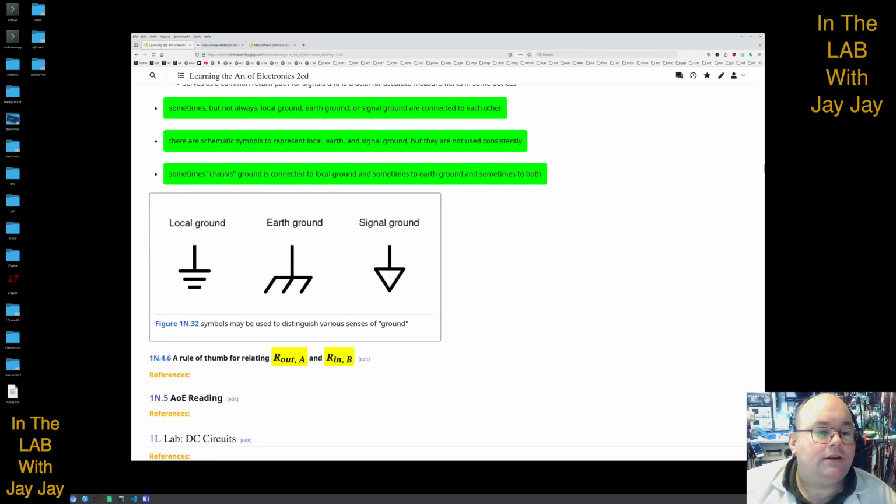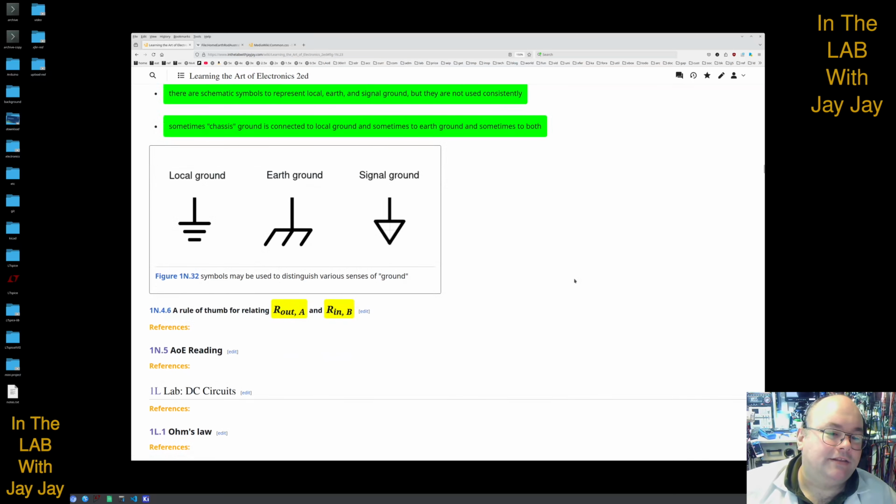So chassis ground, you've got to be careful. You could see this diagram could mean chassis ground, or this diagram could mean chassis ground. So basically it's a big mess. But this is local ground, this is earth ground, this is signal ground. But it's not always going to be that way. It depends on the publication and their conventions. Anyway, that brings us to the end of the notes for today.